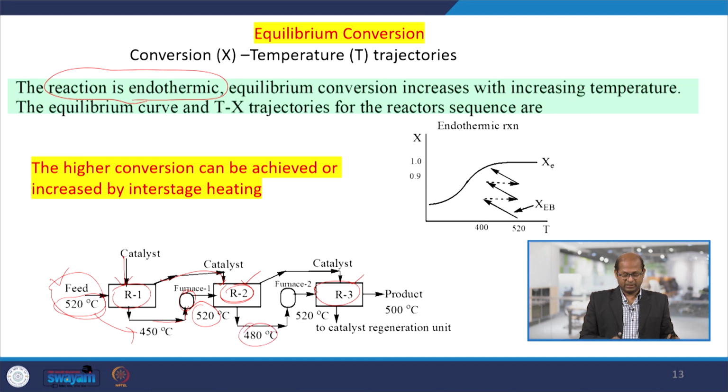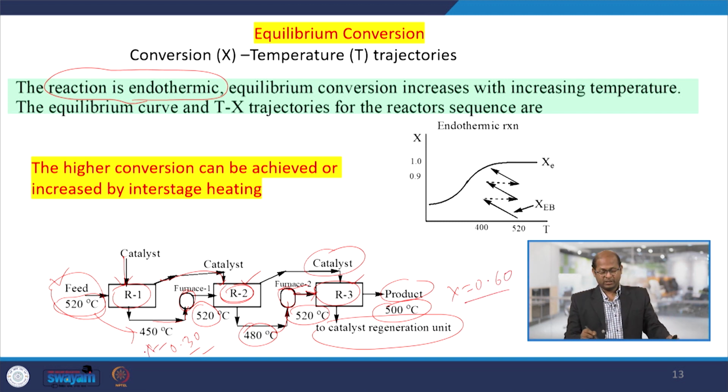Then that mixture is again taken out and passed through furnace 2 to reach the temperature 520, and then the reacting mixture is fed to reactor 3, where we are also charging catalyst. After that we will get higher conversions in the product that comes out. Here, let us say, 30% conversion, and here we are getting 60% conversion this way.